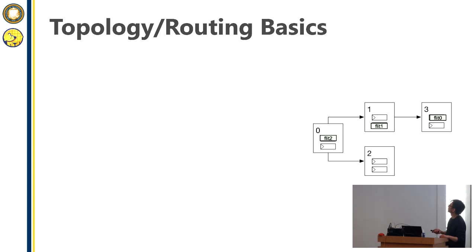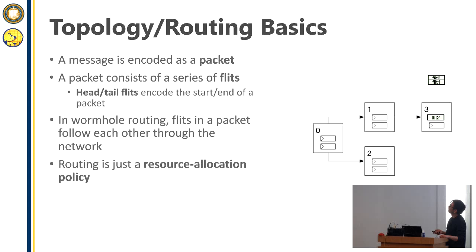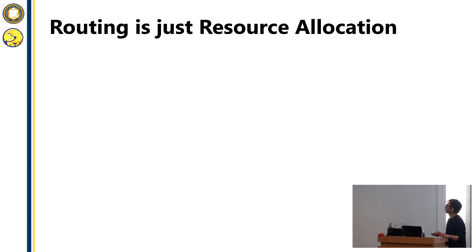In wormhole routing, eventually it gets to its destination, and you can see these flits are following behind in the same set of buffer slots, and eventually your packet exits the network at the point you want. So I think the key observation here for Constellation is that this policy describing how packets traverse a network is just a resource allocation policy. Given what resources you're holding, try to figure out what resource you should acquire next, and that's going to describe how the packet flows through the network.